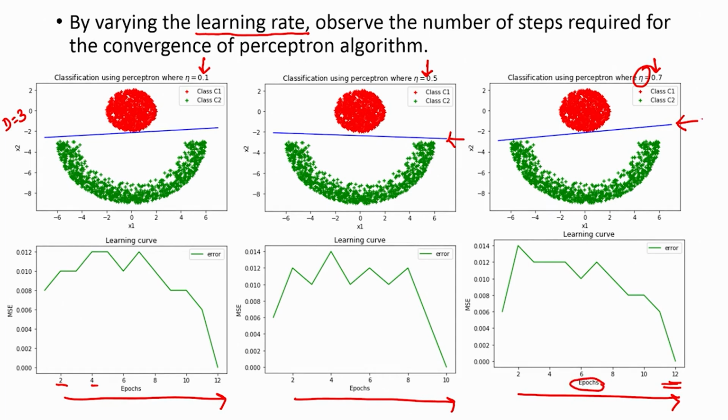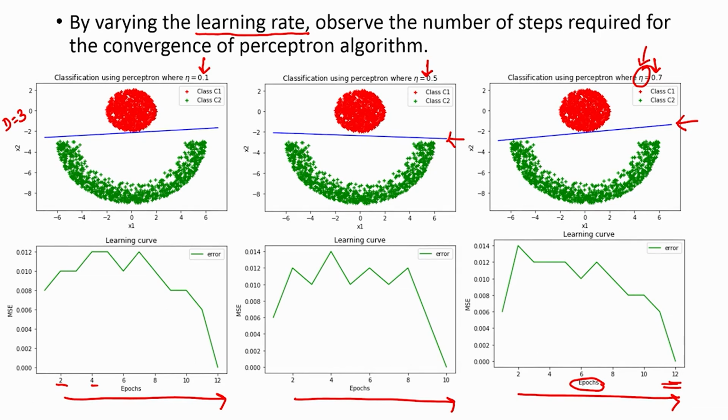You are encouraged to go through the proof that we have done in the course and see that eta does not finally appear in the term which gives the number of steps for convergence. You can try out with different values of eta and experiment and see the number of steps required for convergence by yourself.